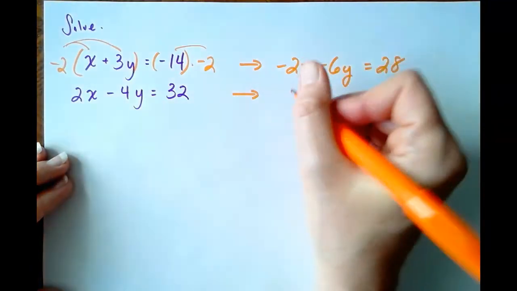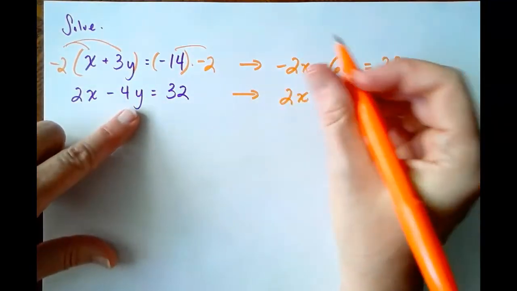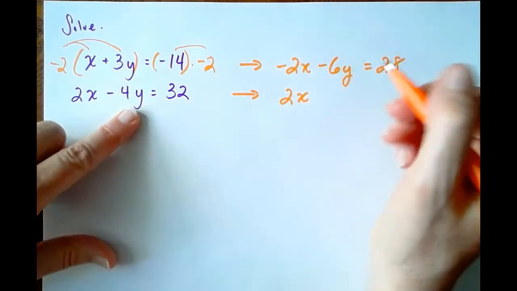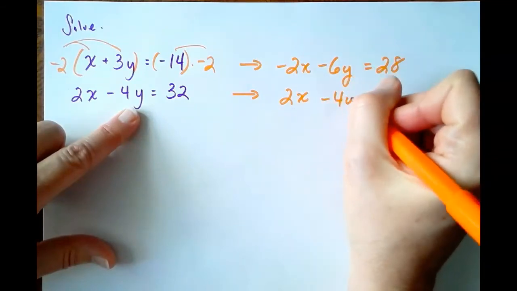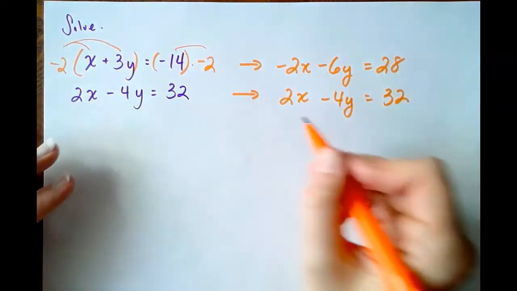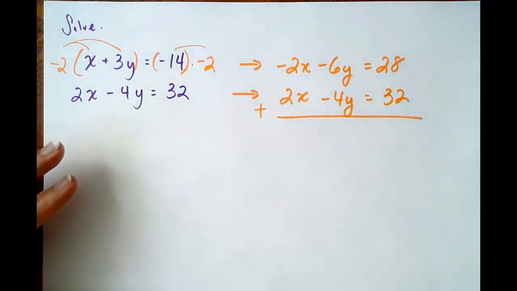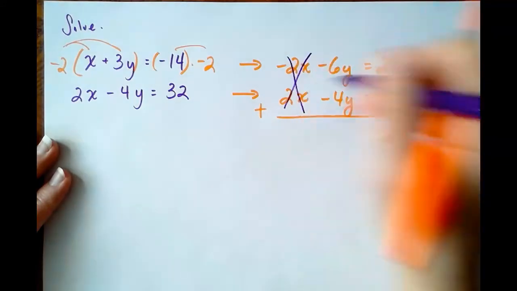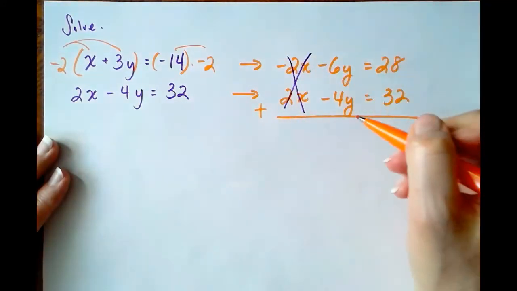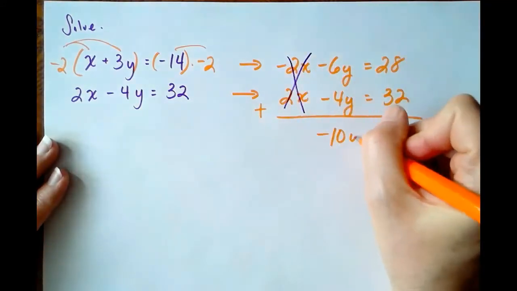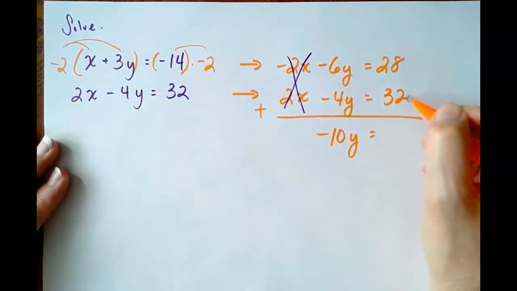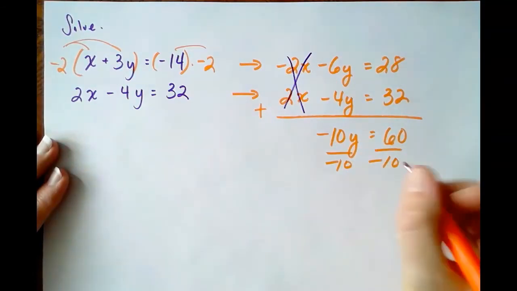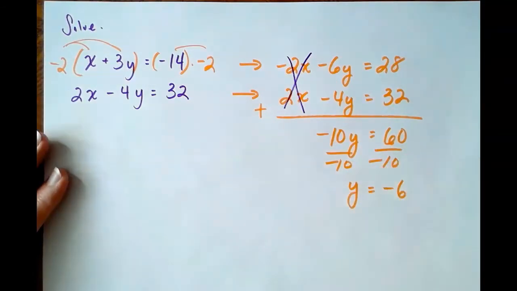Then the bottom does not need any adjusting at all because we've now got opposite signs and opposite coefficients on the x's. So now we can do the linear combination. So negative 2x, positive 2x, they cancel. A negative 6 and a negative 4 is a negative 10y. 28 plus 32 is 60. Divide by negative 10, divide by negative 10, y equals negative 6.